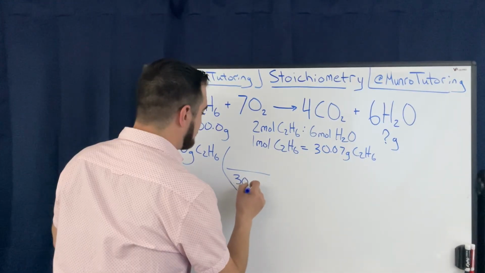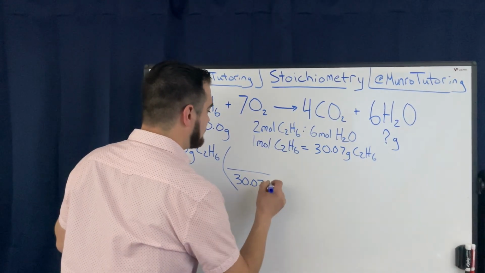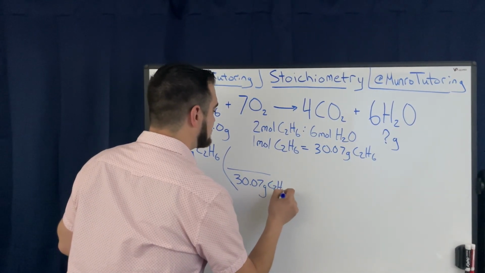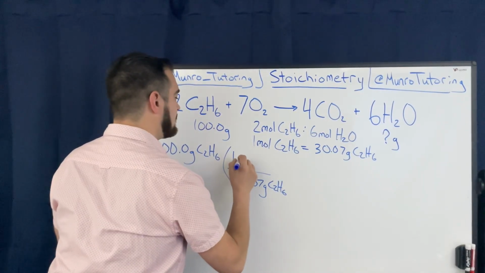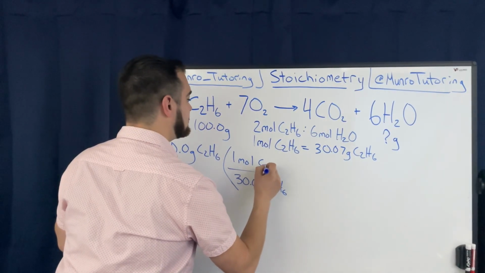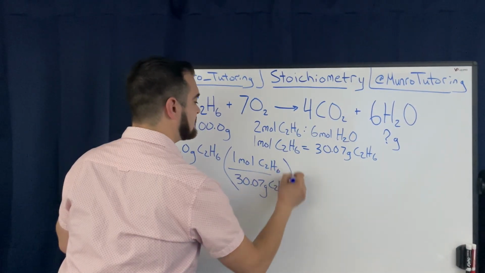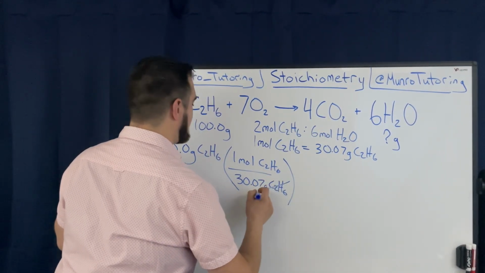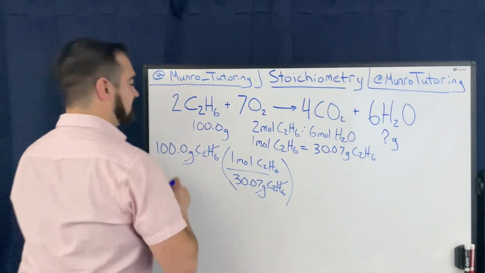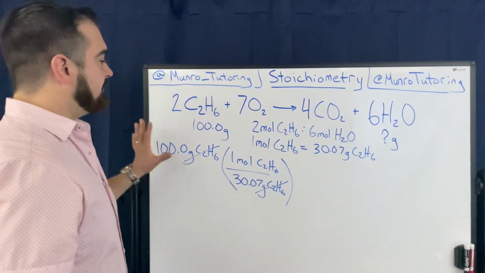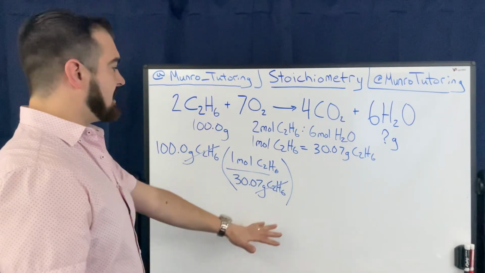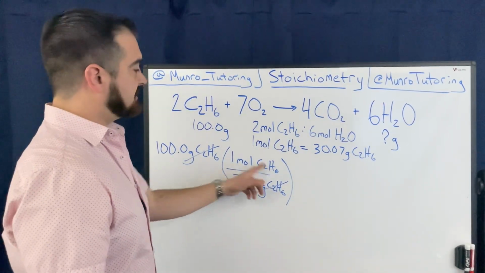So 30.07 grams C2H6. And the other side of the equal sign goes on the top. So that's 1 mole of C2H6. Let's close this off. Let's cancel the mass of C2H6 with mass of C2H6, right? Grams of ethane cancel grams of ethane. If we stop the problem now, if we just did this math, our answer would be moles of ethane.